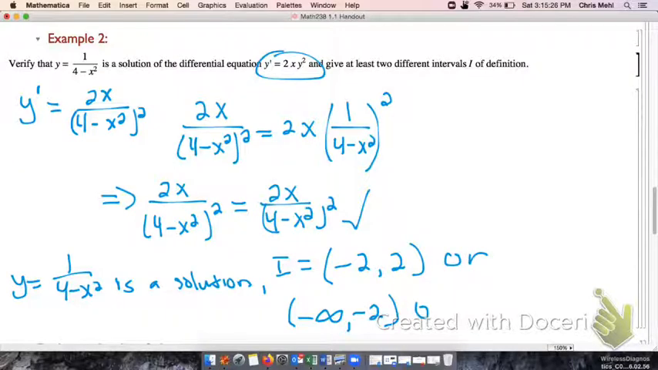Or you could choose 2 to infinity. So you have 3 choices for the interval, and generally you choose that interval to be as large as possible. And again, the rule is whatever interval you choose, the differential equation must be defined on that interval, and the y and its derivatives must be continuous on that interval, continuous and defined. Okay.